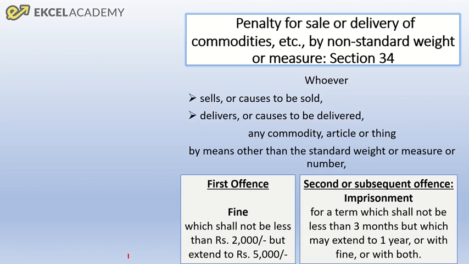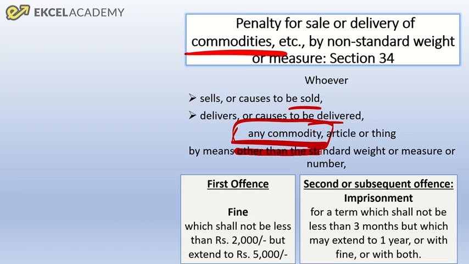Penalty for sale or delivery of commodities etc. by non-standard weight or measure. If you sell or deliver commodities, so anybody who is selling or delivering any commodity or article, any commodity means it includes everything under the sun, any commodity or articles which is not as per the standard weight or measure, then for first offense 2,000, which may be up to 5,000, and for second offense we have 3 months minimum jail period, which is up to 1 year.